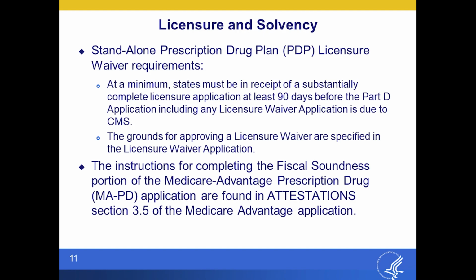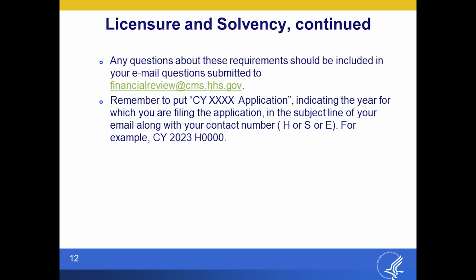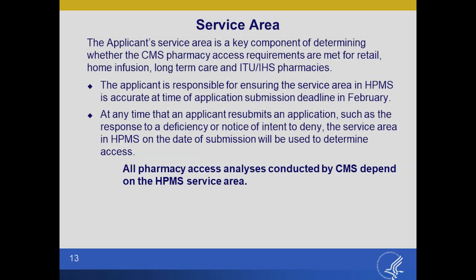Slides 11 and 12 describe licensure and solvency requirements. You should direct questions to the email address indicated on slide 12. As indicated on slide 13, having the correct service area is very important to our evaluation of your application. You cannot expand the service area of your application after you submit the application, so please be sure you've included all the regions, states, and/or counties you intend to include before you hit Final Submit. We use the service area to determine whether your networks are adequate and whether you meet licensure requirements.